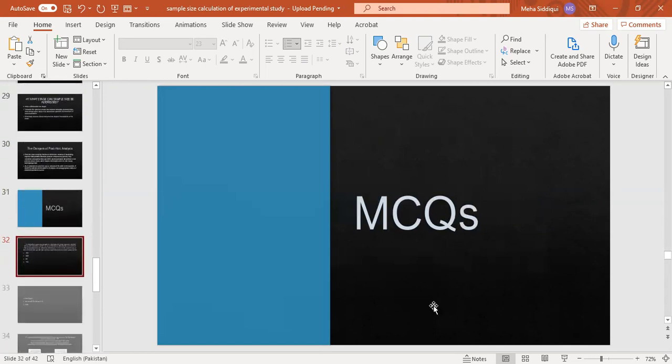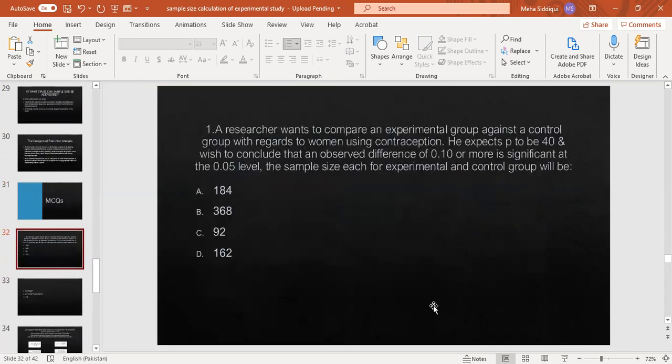Now coming to MCQs. A researcher wants to compare an experimental group against a control group with regards to women using contraception. He expects P to be 40 and wishes to conclude that an observed difference of 0.10 or more is significant at the 0.05 level. The sample size each for experimental and control group will be... the right option is A.